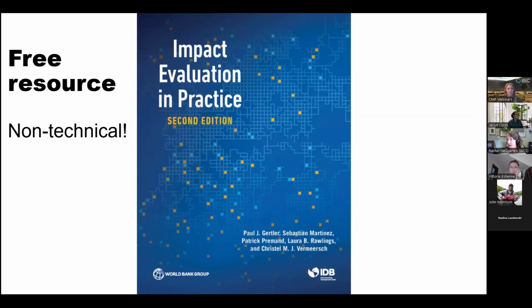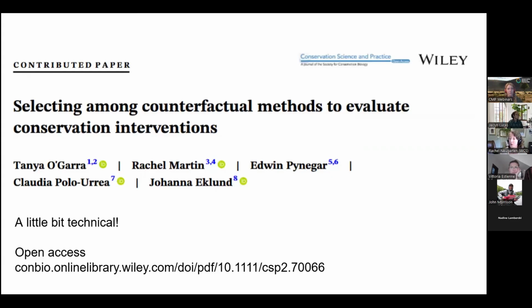So, very useful guide. There's also a paper that just came out in a special issue of Conservation Science and Practice. I'm just checking on time. Okay. This is a little bit technical, so this is for somebody who does have a little bit of a background in some of these methods. I think maybe after the talk today, you probably have most of what you would need to understand this paper.